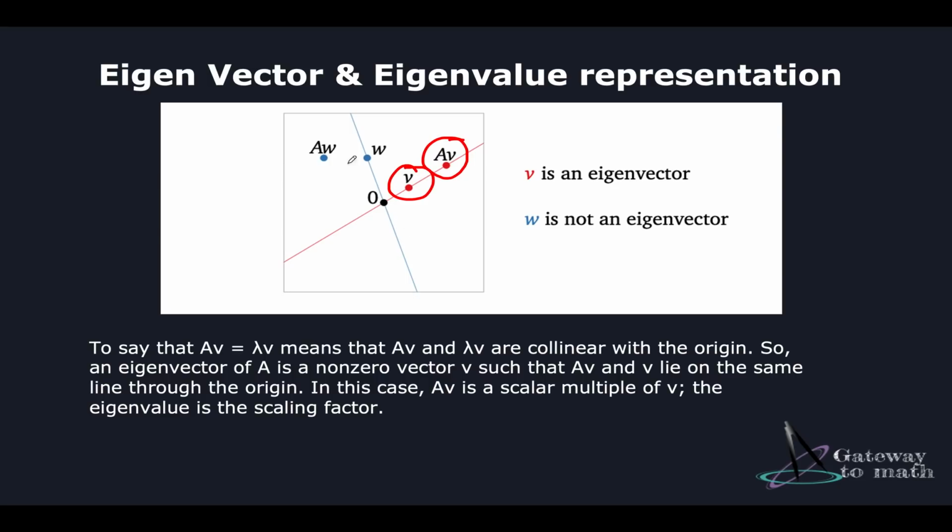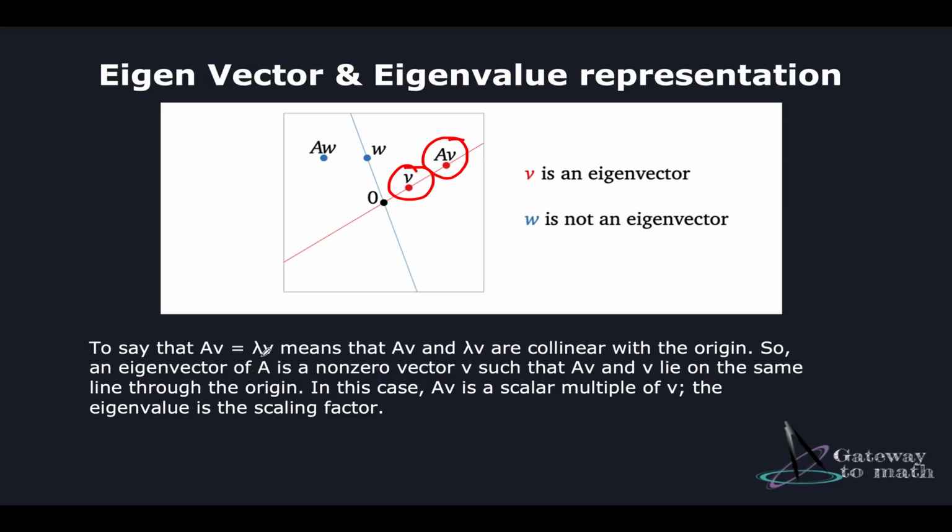However, if you do not have Aw in line with the vector w, which is passing through the origin, they have to be in a straight line. If it's not in a straight line, then w is not an eigenvector. That is how you can figure out if a vector is an eigenvector or not, by representing them geometrically. If v, the vector itself, and the transformation of the vector through the matrix, that is Av, are in a straight line passing through the origin, then that means that the vector v is an eigenvector. If it does not, that means that it's not an eigenvector.